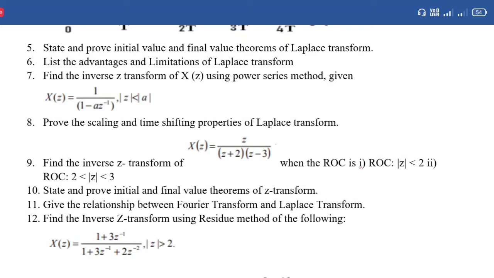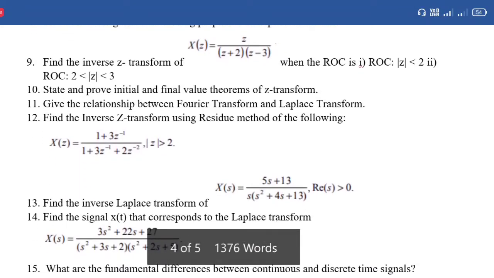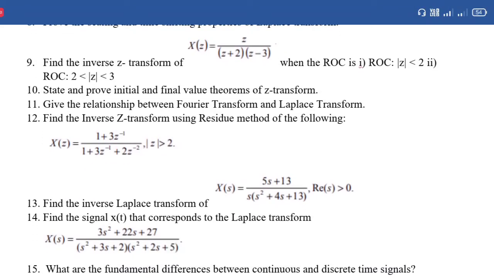Give the relationship between the Fourier transform and the Laplace transform. Find the inverse z transform using the partial fraction method of the following: X of z equal to 1 plus 3 into z power minus 1 by 1 plus 3 into z power minus 1 plus 2 into z power minus 2, with ROC z greater than 2.